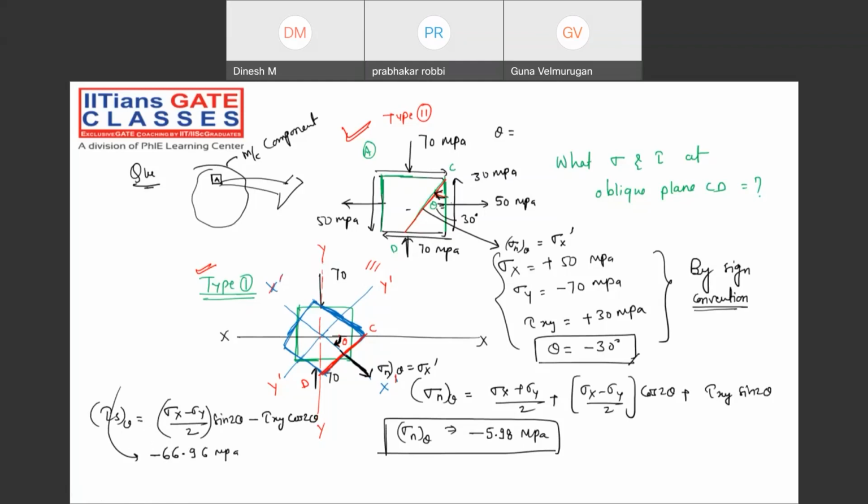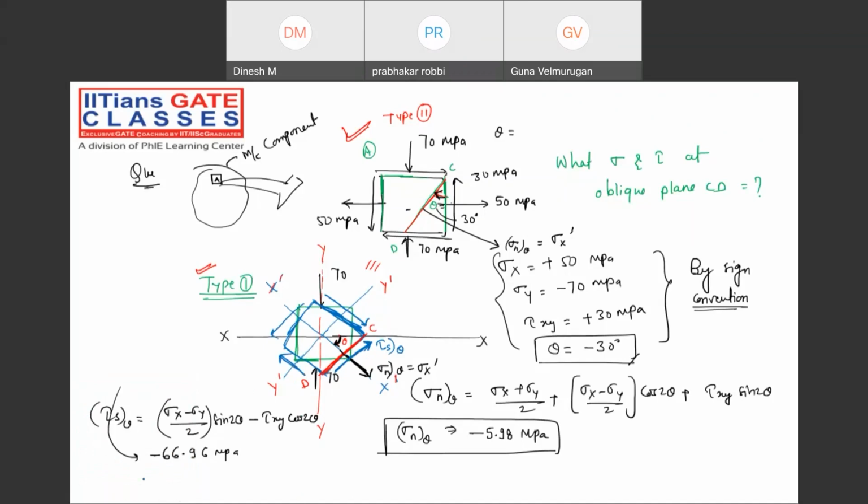Please check it out, all of you. Suppose tau s theta I'm getting negative, that means what? What will be the direction of tau? Like this. Understanding? So here in this case, it will be like this, and it will be like this.